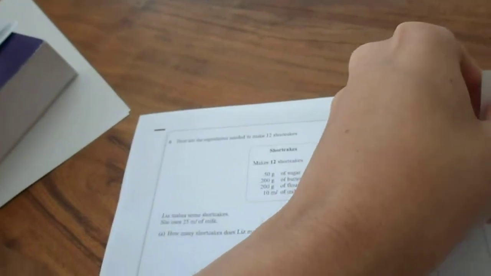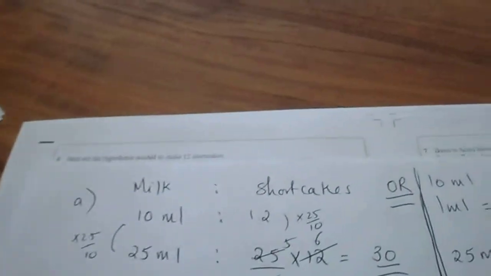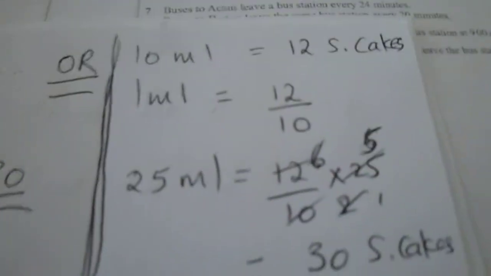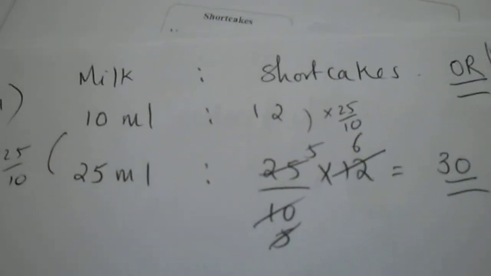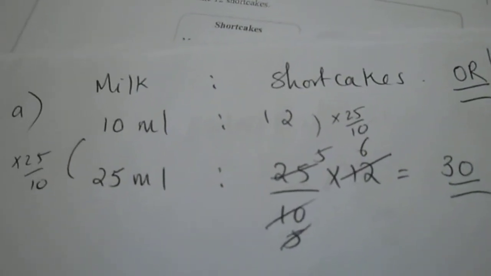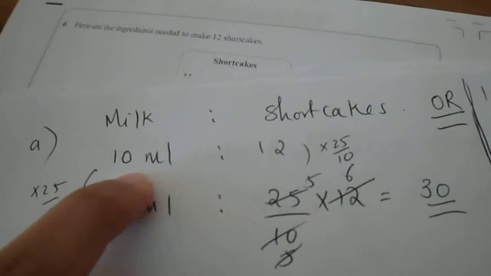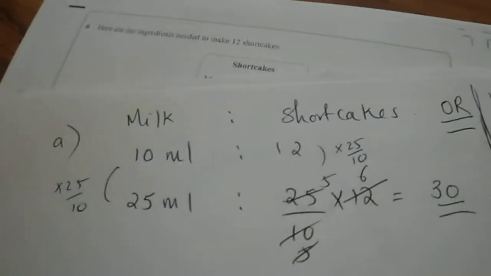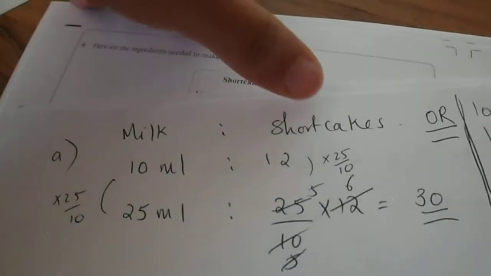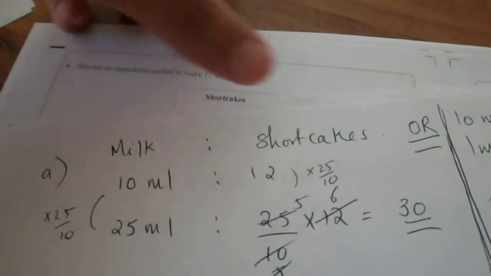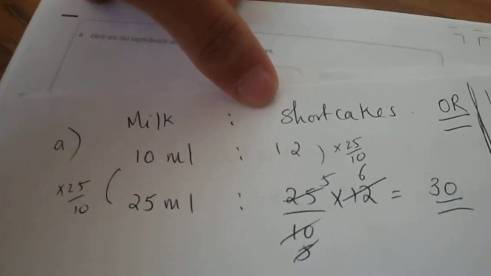So this is a classic proportion question. Now there are two ways to attempt this question. There is a way which uses a ratio and there is another way which uses proportion. So I'll teach you both ways and you can apply them to every other question, whichever one you're more comfortable with. So for 10 milliliters of milk, you have 12 shortcakes. So if you're choosing to use the ratio method, make sure that milk and shortcakes are separated because they are the two entities which we are looking at here.